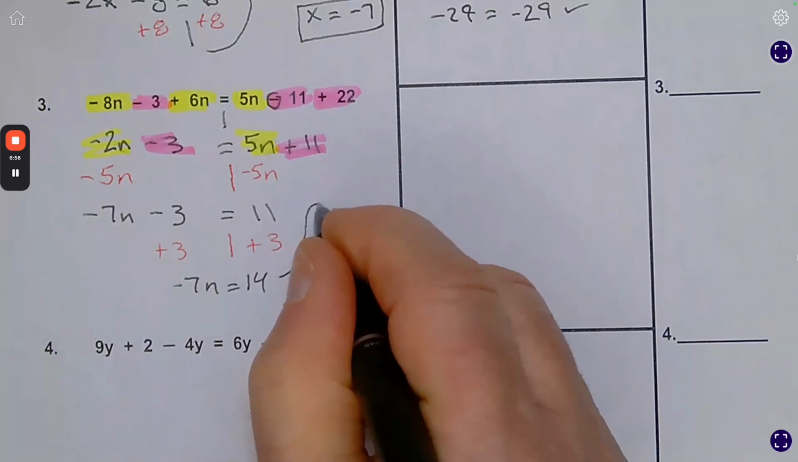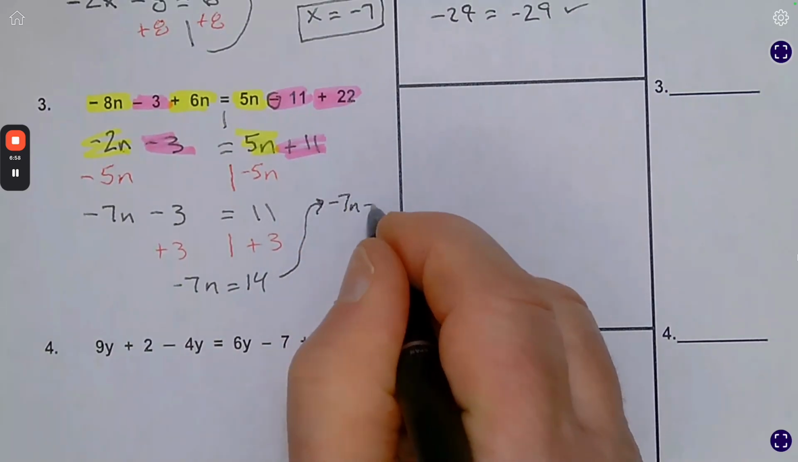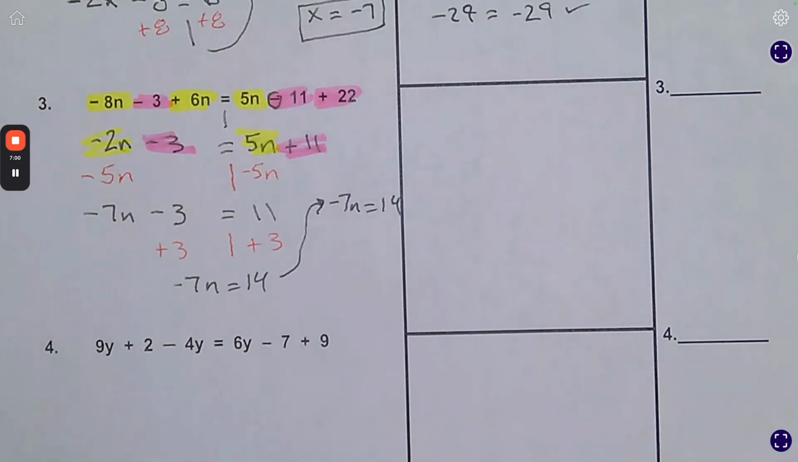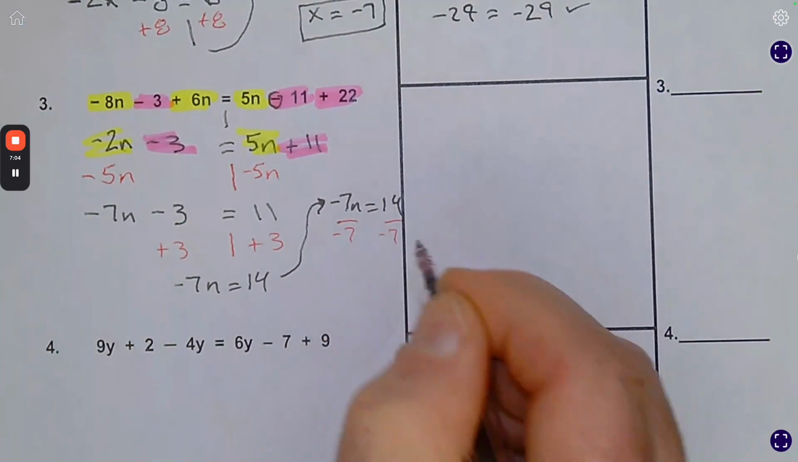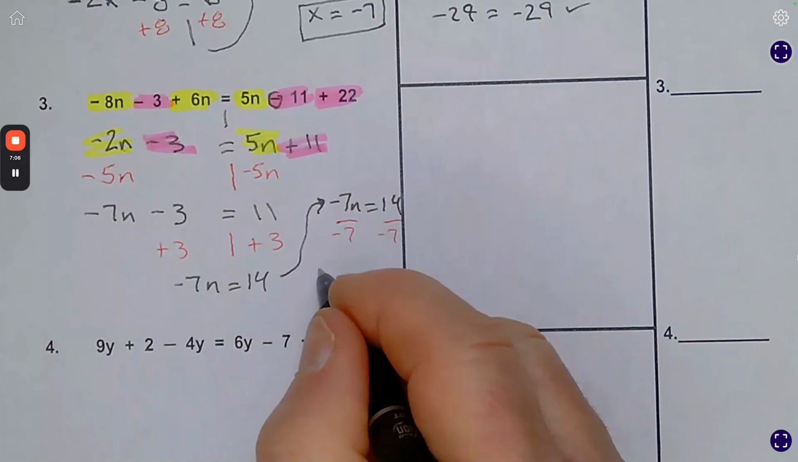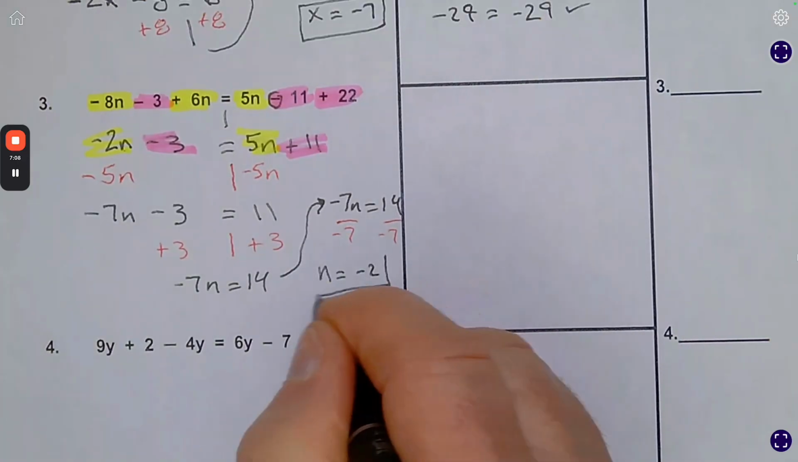And then I'm going to go up here. Now I'm going to divide both sides by that negative 7. It's called the coefficient. And I get n equals negative 2.